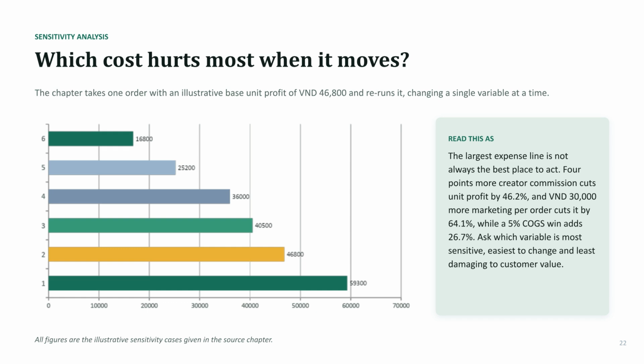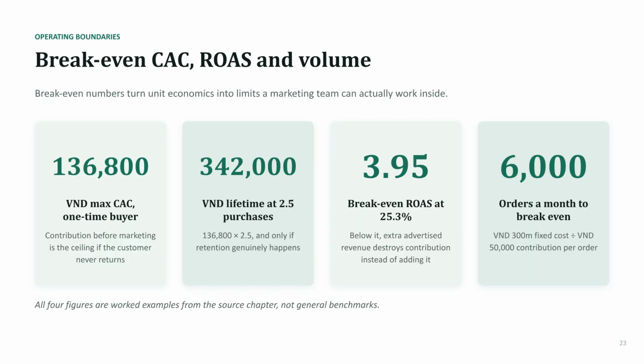Sensitivity analysis helps us identify which costs matter most. Small changes in marketing costs or creator commissions can have a massive impact on your bottom line, often more than changes in COGS. Break-even numbers define your operating boundaries.